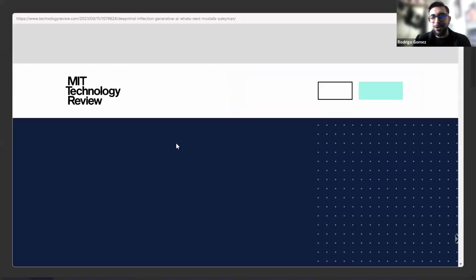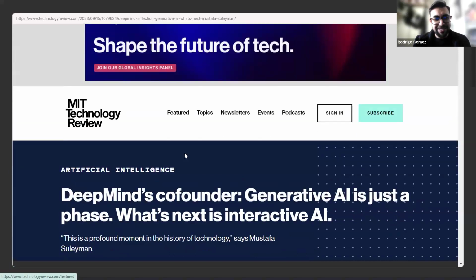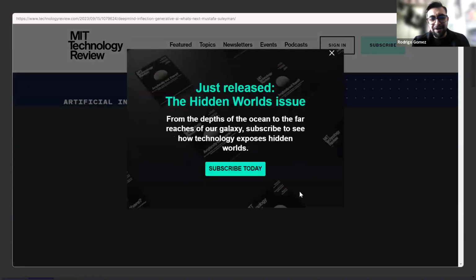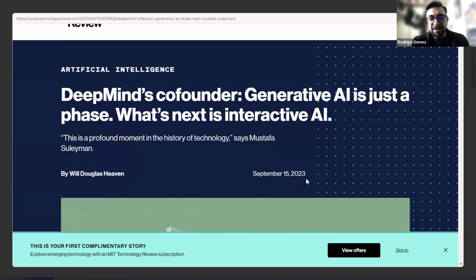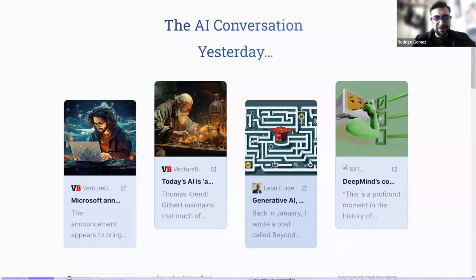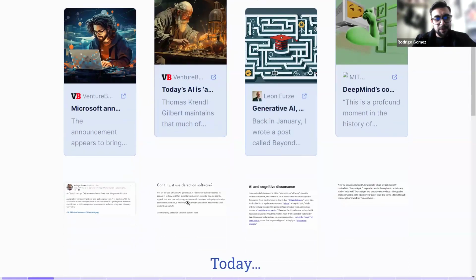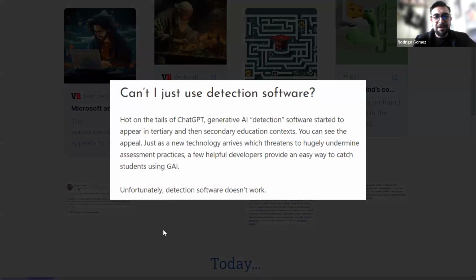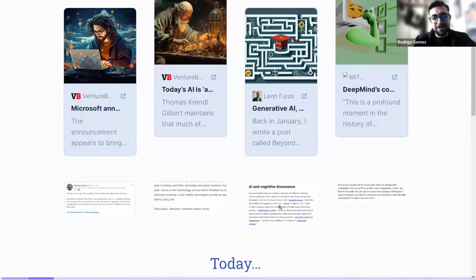The last thing to showcase for that particular presentation was that DeepMind's co-founder said Gen AI is just a phase. And then what's next in interactive AI was AGI down the road and this eventual transformation of AI. But it was a pretty straightforward impression of where are we in this conversation. And so looking at detection software, right? Detection software became very big. And it turns out that it doesn't work exactly as intended. So that was some of the conversation points that, again, made it into our past presentation.